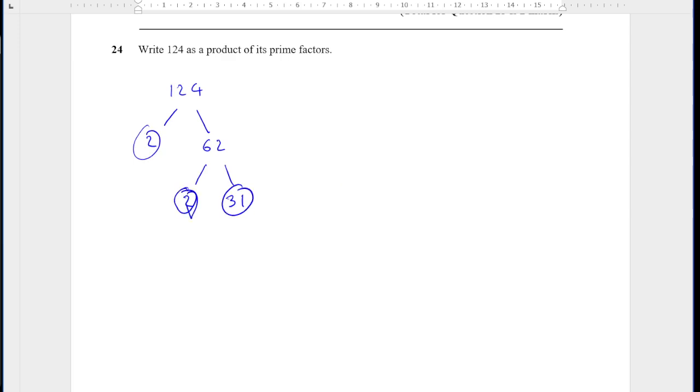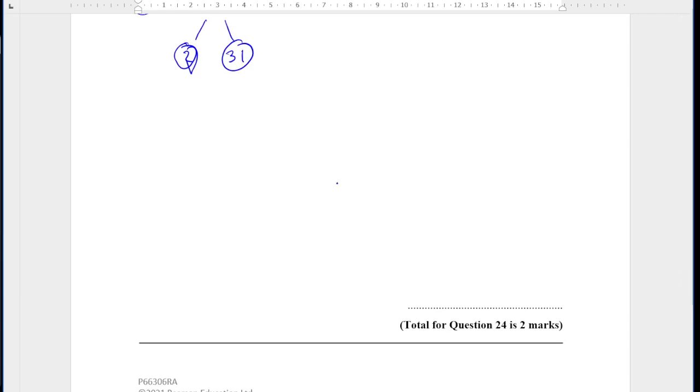If we're writing it as a product of its prime factors, I would call that 2. So I'd write that as, if my pen will work, I'll try and write that as 2 squared times by 31.